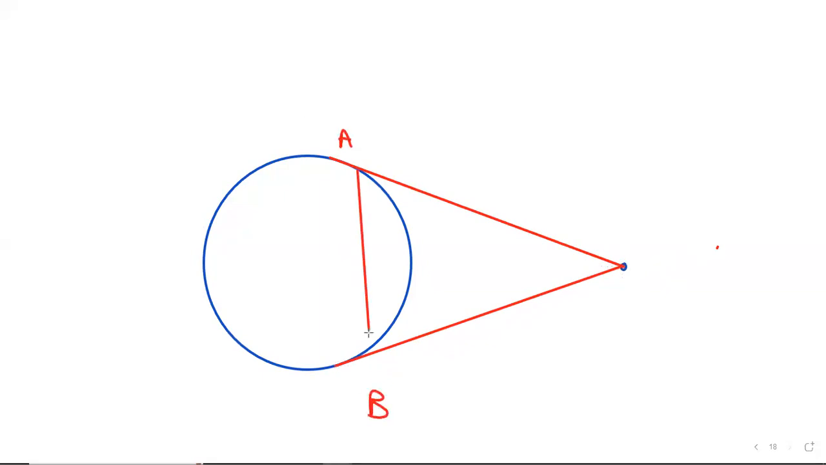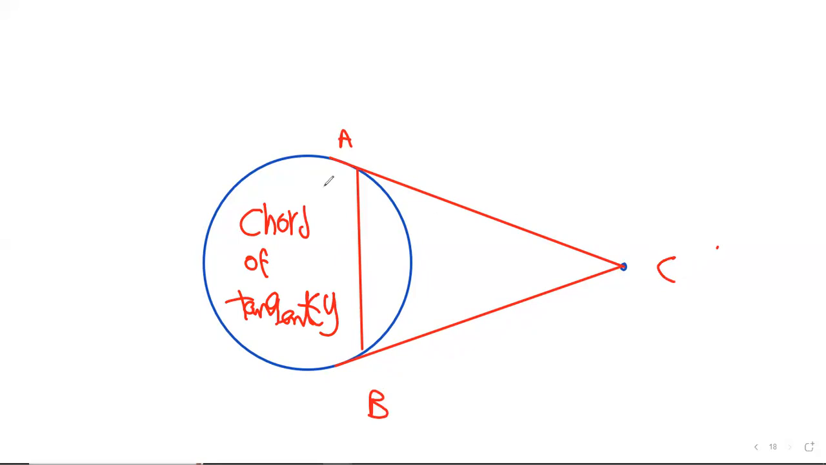And also, from a point outside the circle, how many tangents can be drawn? Actually, you can draw two tangents. Here it's a tangent, and here it's a tangent. If we join these two points A and B, you will get a chord, and this chord is called the chord of tangency. And as I said, the tangent segment AC is equal to the tangent segment BC.